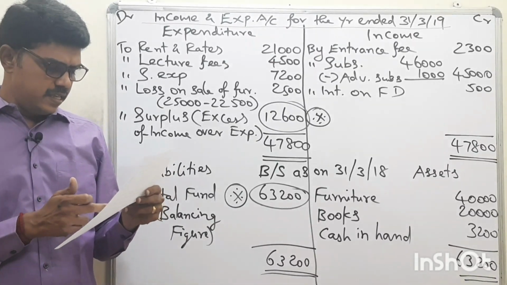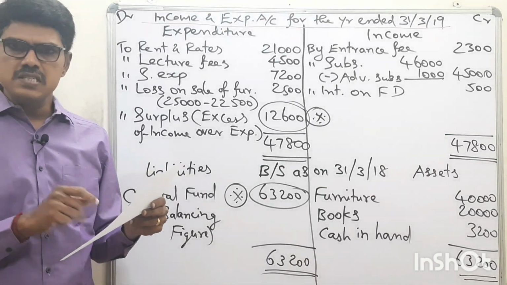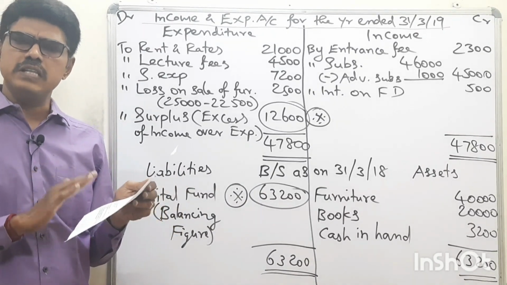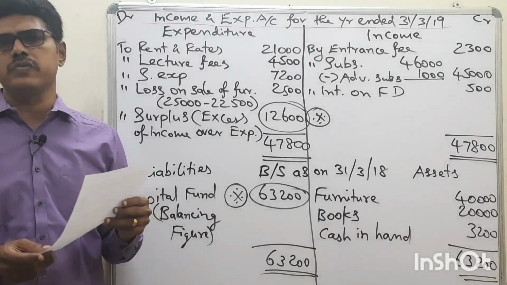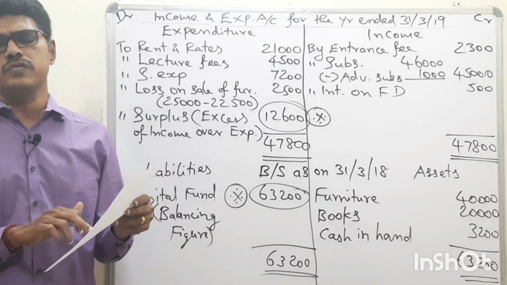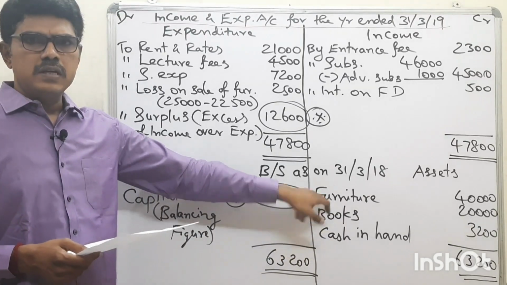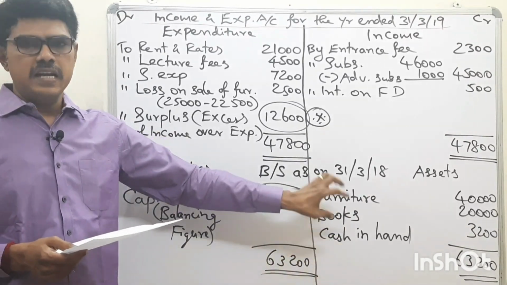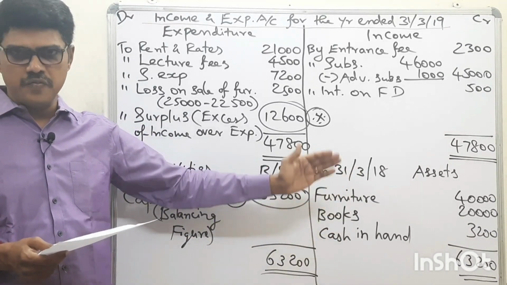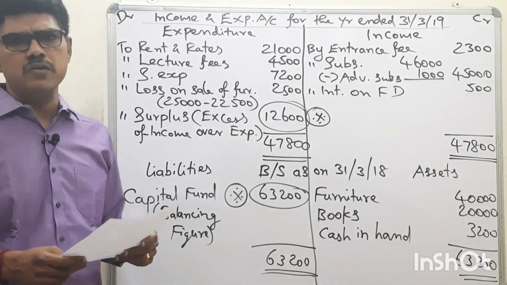In the receipt side, the last transaction is sale of furniture on 1/4, which means this is not the opening. This is not transferred from the previous year value. They have sold this on 1/4/2019, and by selling the furniture, they have collected 22,500. Don't get confused. The immediate next day, that means next financial year, the club has sold 25,000 worth of furniture for 22,500.